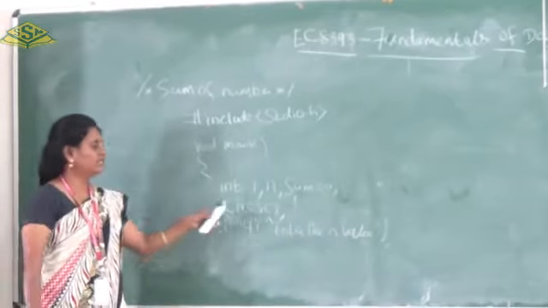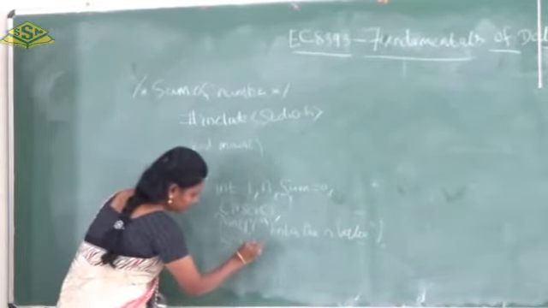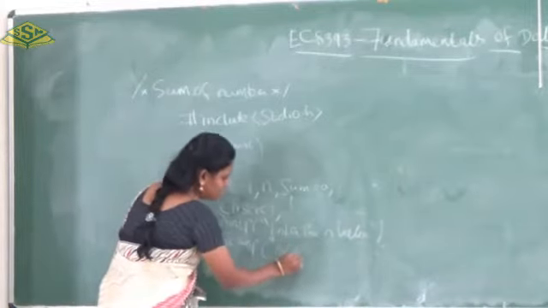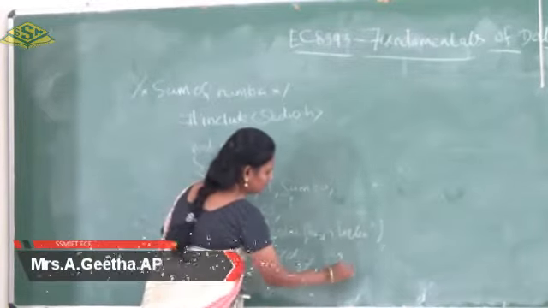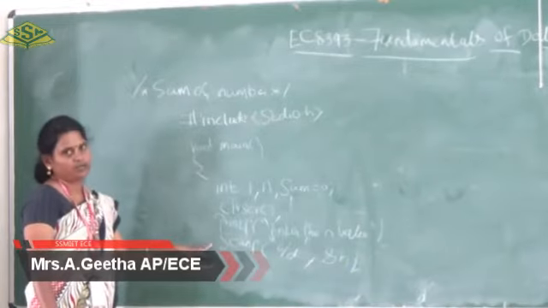Then we have to get n as an input. So scanf, within double quotes I have to use %d. Then I have to use ampersand n. The scanf statement also has to end with the semicolon.